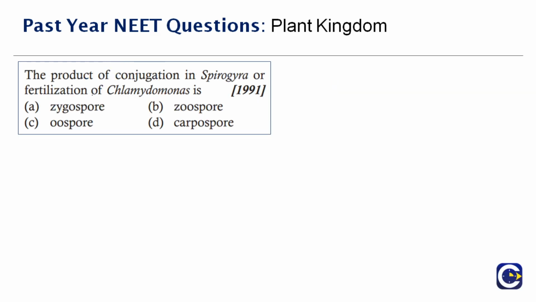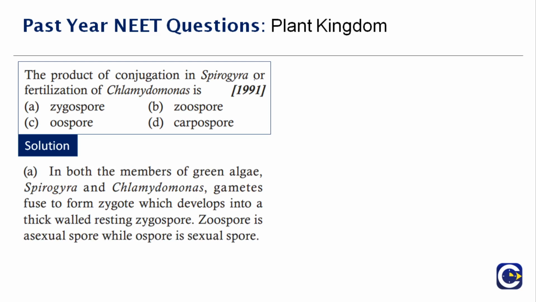Now let's move to the next question. The product of conjugation in Spirogyra or fertilization of Chlamydomonas is dash. So they are asking for the final product. What is the product after conjugation takes place in Spirogyra or after fertilization of Chlamydomonas? This question was asked in the year 1991. The correct answer to this question is, can anybody guess? The correct answer is zygospore.